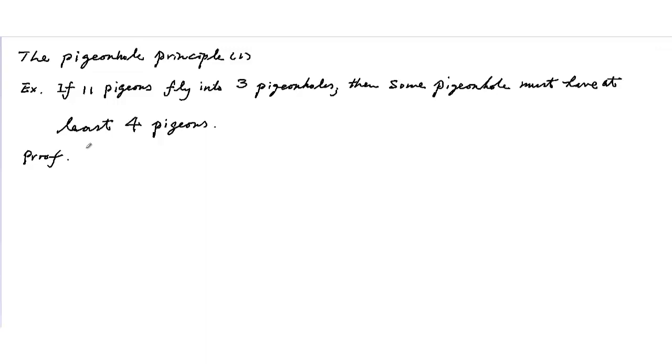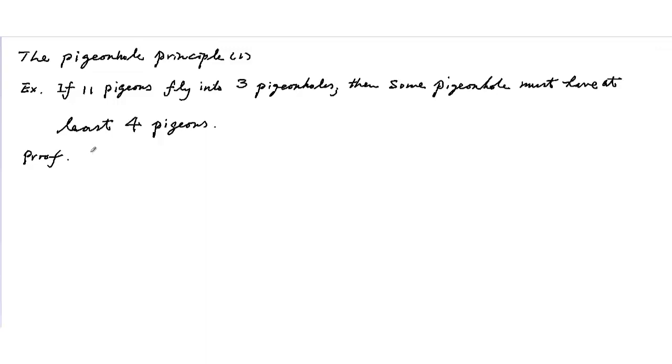And let's think about this one. If 11 pigeons go into 3 pigeonholes, then divide by 3. On average, each pigeonhole must have at least 3, which means one pigeon needs to go to a hole with 3 pigeons, so at least there will be 4. But here is the proof.